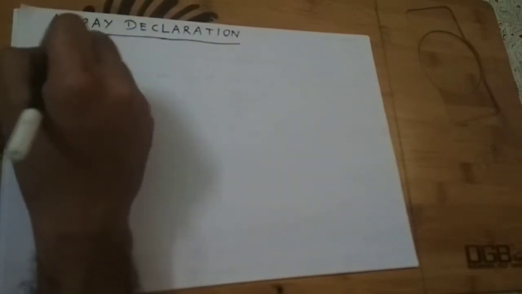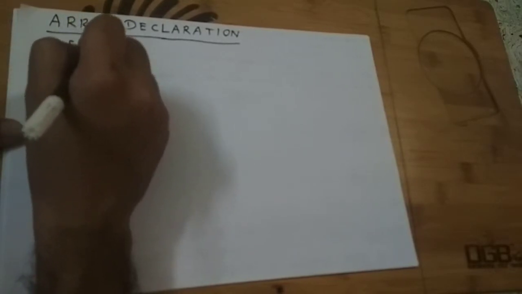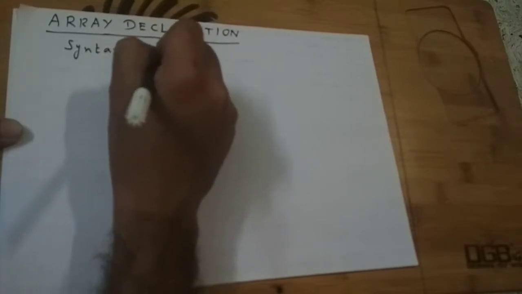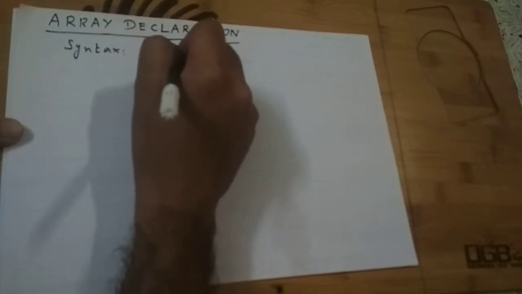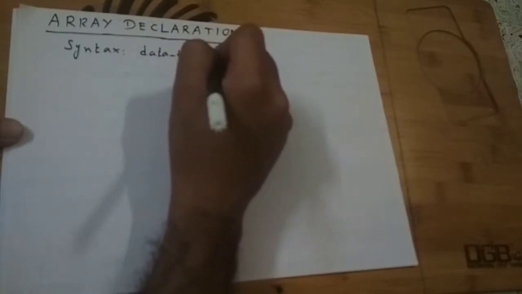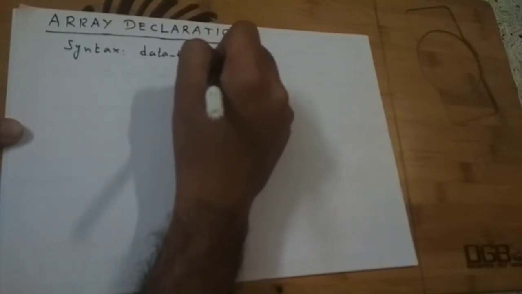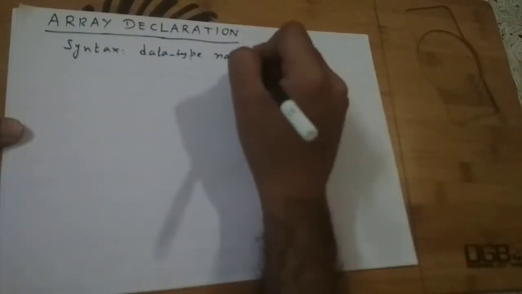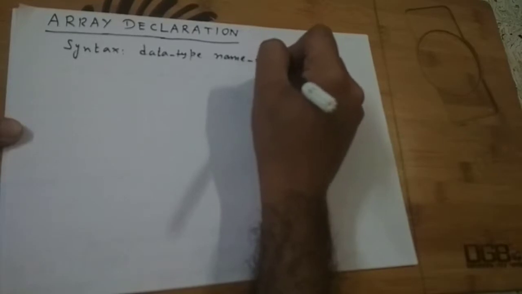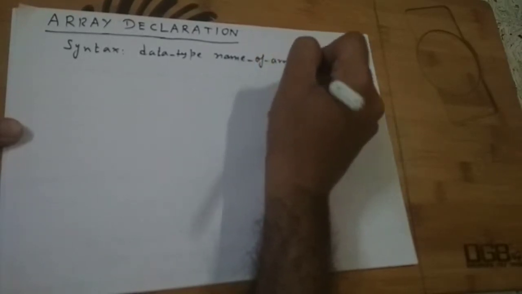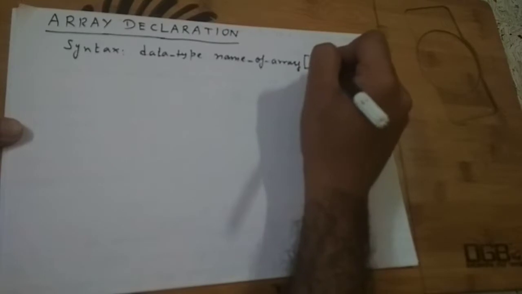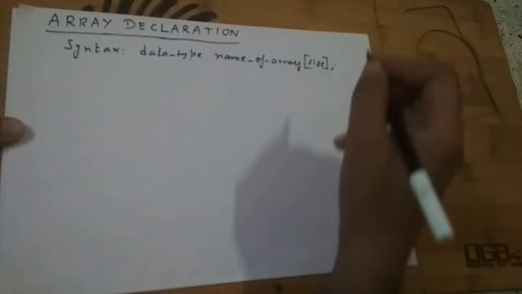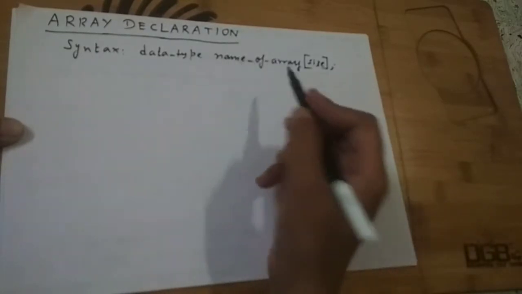Now, the syntax for declaring an array, let's try to understand the syntax first. You have to write the data type first, then give a space, then give the name of the array, then mention a pair of box brackets. Within that, you have to give the size and then the semicolon. Now let's try to understand each of these parts.